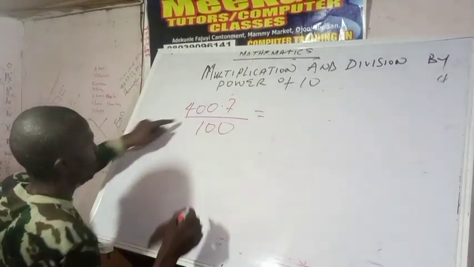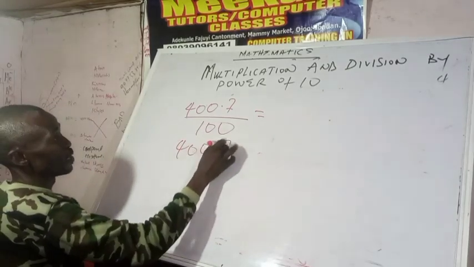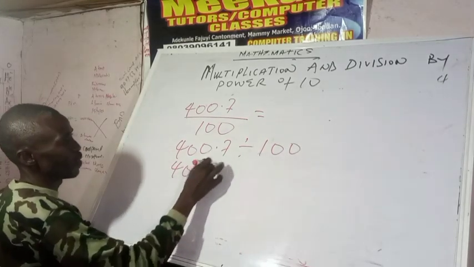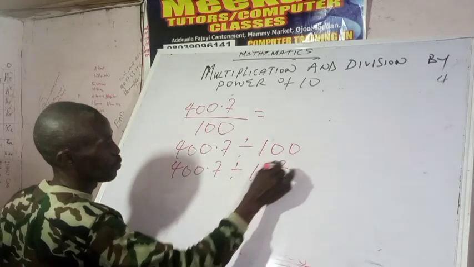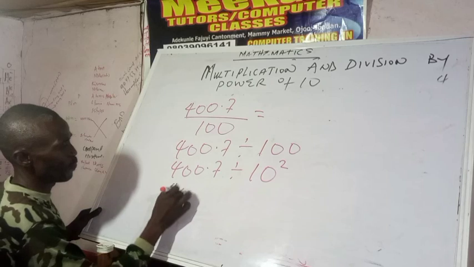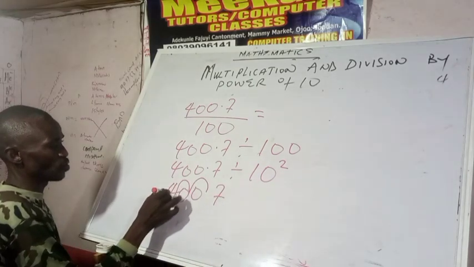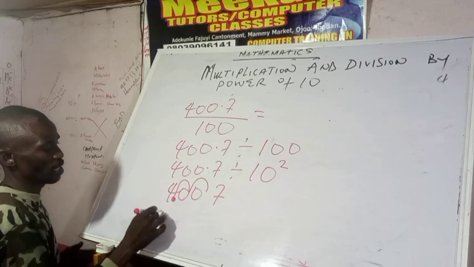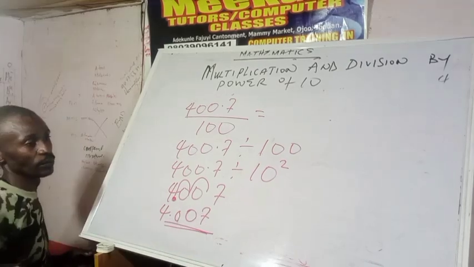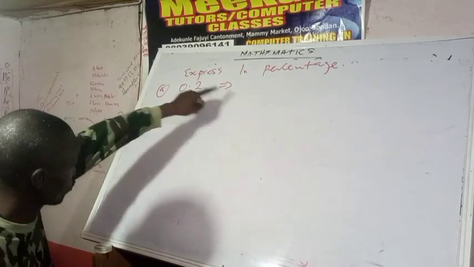Also, 400.7 divided by 100 is the same thing as 400.7 divided by 10 raised to power 2. The point is here, division, I'll shift toward the side. What do you have? 400.7. Backward 2 times. Let's go, 1, 2. The decimal is here. What do you have? 4.007. Now, this is decimal to convert to percentage.